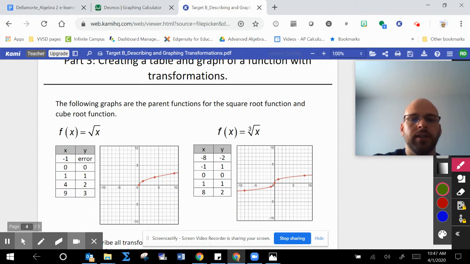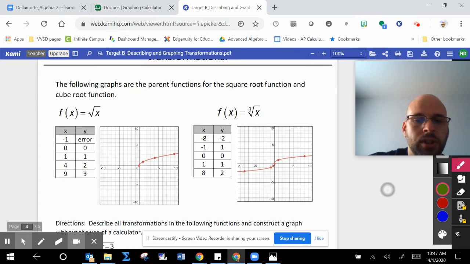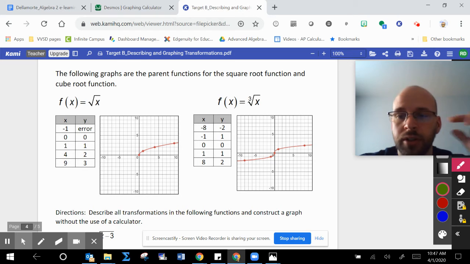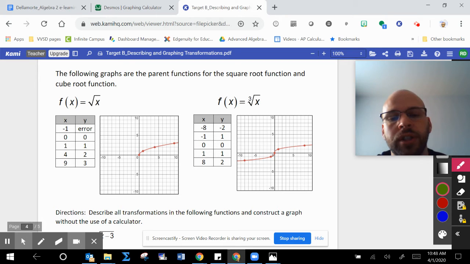Part 3 here is creating a table and graph for a function with transformations. So at the very top here, I have the parent functions. These are the originals. There's no transformations. This is what the original graphs look like. I have a table of values here, as well as a graph beside it for each one.